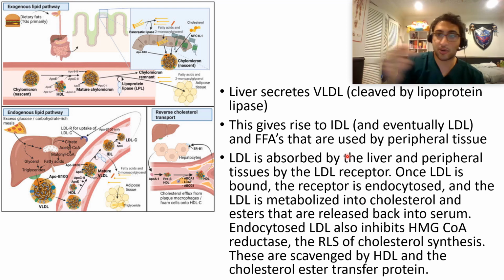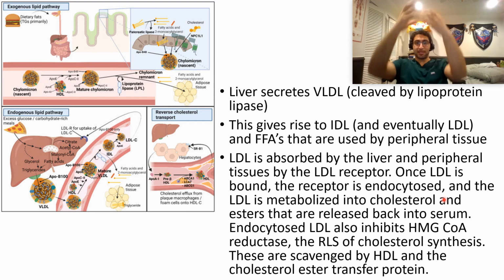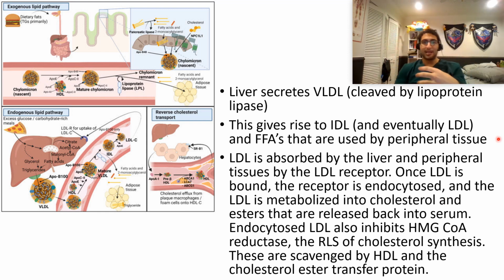The other way we control cholesterol is by the hormone that's the rate limiting step for cholesterol synthesis. But anyways, once the LDL is bound, the receptor is endocytosed, and the LDL is metabolized into cholesterol and esters. And those get released back into serum. The endocytosed LDL inhibits HMG-CoA reductase, which is the rate limiting step of cholesterol synthesis, and we'll see it in a second. The big point here I'm trying to make is that LDL sits on its receptor. The cholesterol-bound receptor comes in, and then two things can happen. The receptor can be degraded or recycled, so it goes back to the membrane, so it can bring more LDL into the liver.